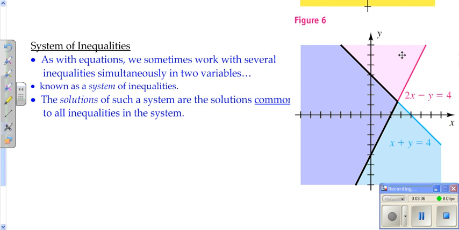Here, this part only works for the pink. Here, nothing is shaded, so it doesn't work for either one. Here, this part only works for the blue. Here, this part works for both of them, since they're both shaded. So for the most part, we're only looking at where they have their shading in common. So that would just be the blue. Your final answer would be your lines here and then just shading where the blue is.